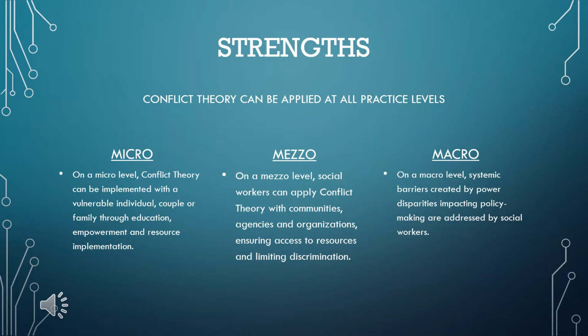One major strength of conflict theory is that it can be applied at all practice levels. On the micro level, conflict theory can be implemented with a vulnerable individual, couple, or family through education, empowerment, and resource implementation. On the meso level, social workers can apply conflict theory with communities, agencies, and organizations, ensuring access to resources and limiting discrimination. On the macro level, systemic barriers created by power disparities impacting policy making are addressed by social workers.